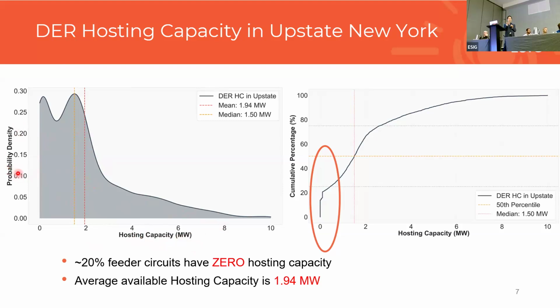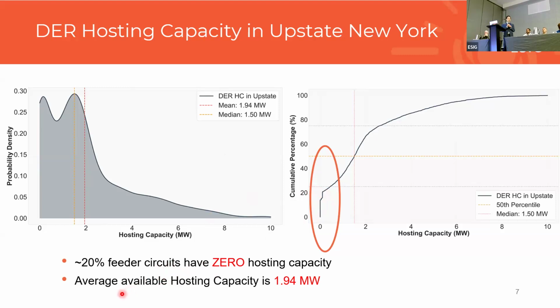The y-axis is the probability. Now, this is accumulated probability. So just trying to give you a little bit of an example here. When we talk about DER hosting capacity, how much additional headroom we have to support the DER growth, the data is a little bit concerning to me because 20% of the feeder circuits have zero hosting capacity currently. That's what this curve shows.